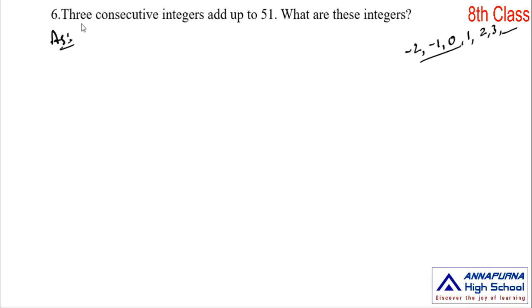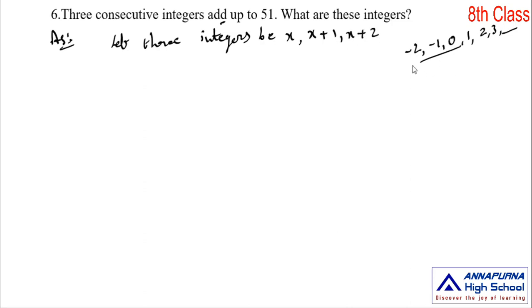So here the sum of 3 consecutive integers is 51. Add means sum. Then what are these integers? Let us choose. Let the 3 integers be: if the first integer is x, then the second integer is x plus 1, and the third integer is x plus 2.